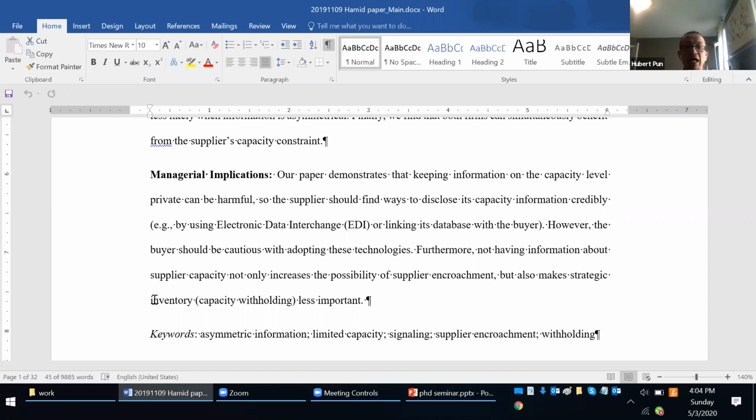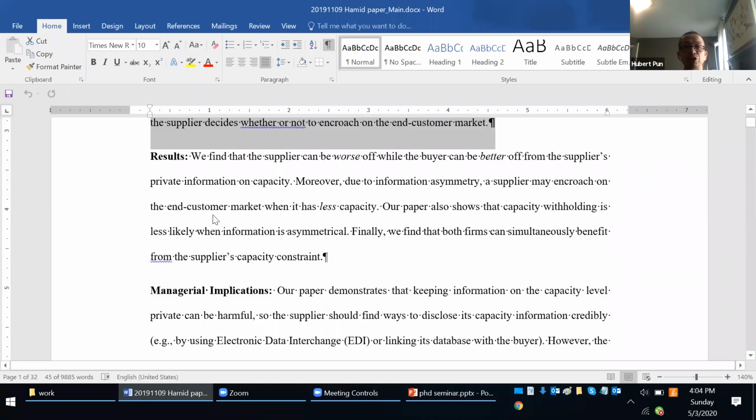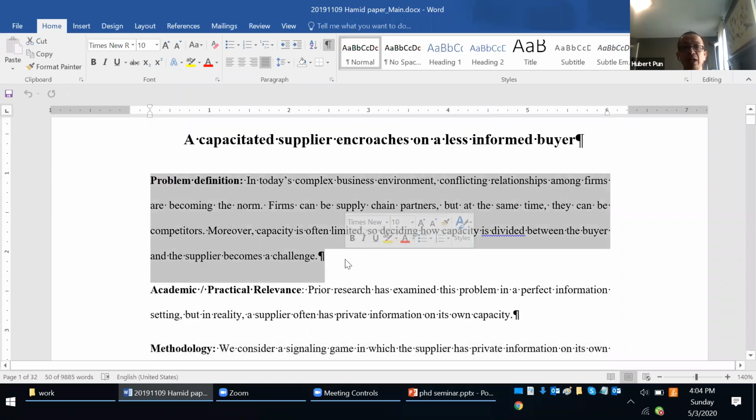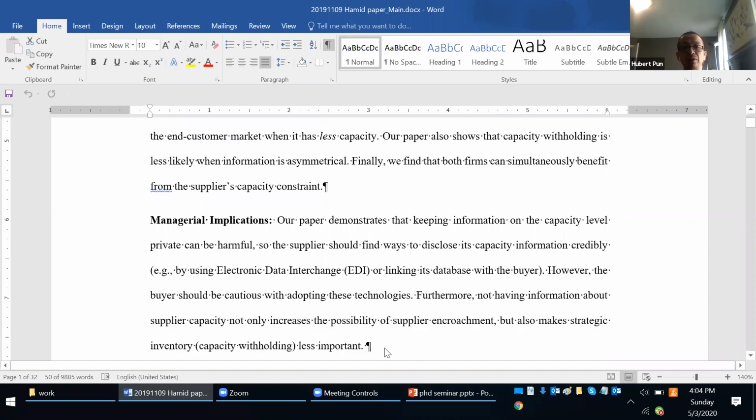As I mentioned earlier, the first paragraph, which is the problem definition, and the last paragraph, the managerial implication, are written for real-world practitioners. They should be able to understand what you do without going into the math.